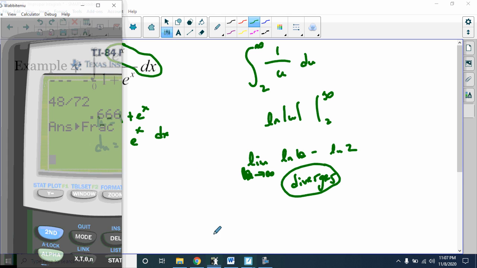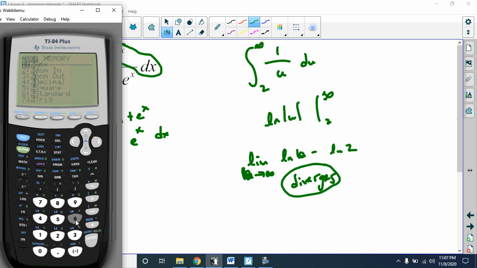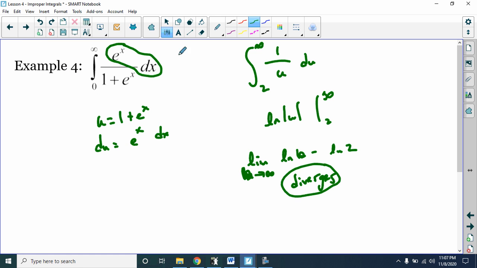If you look at the natural log graph, as x is getting bigger, this gets bigger and bigger and bigger, and it never comes back down. So as x gets infinitely big, the y value also gets infinitely big.